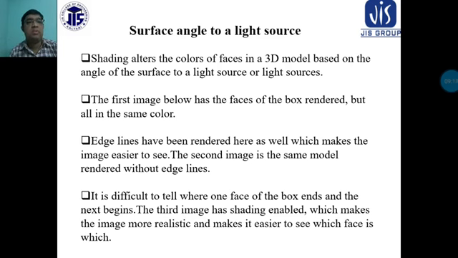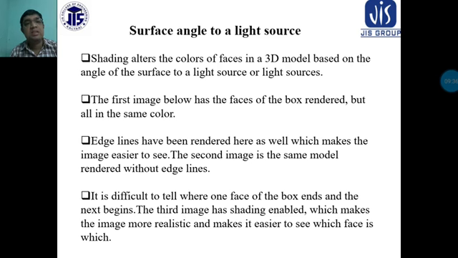This comes from the renders, all in the same color. And another thing is that the edge lines have been rendered here as well, which makes the image easier to see.